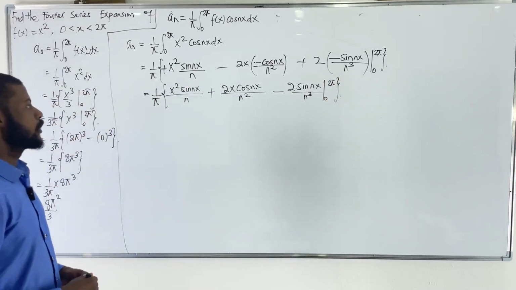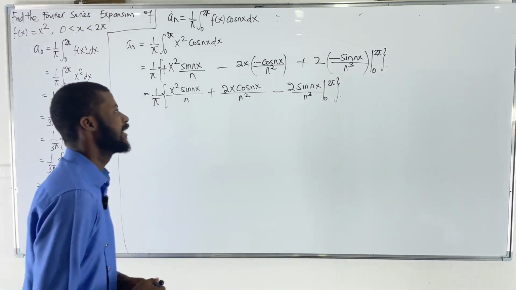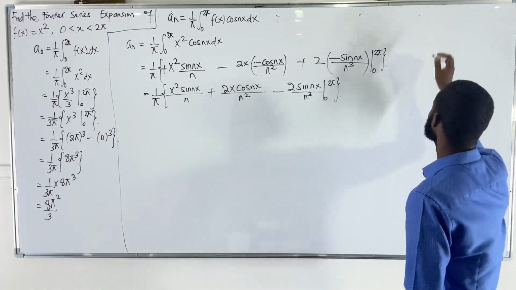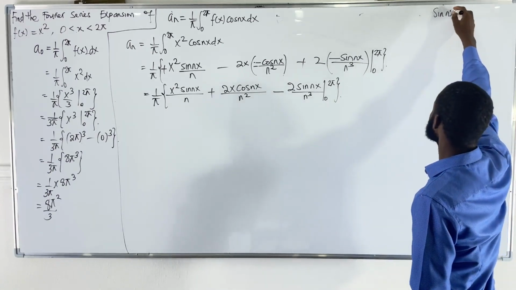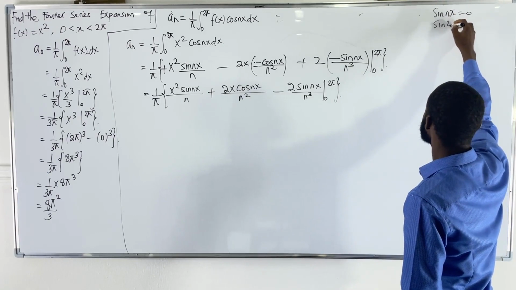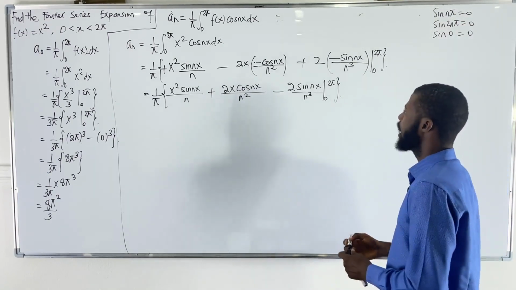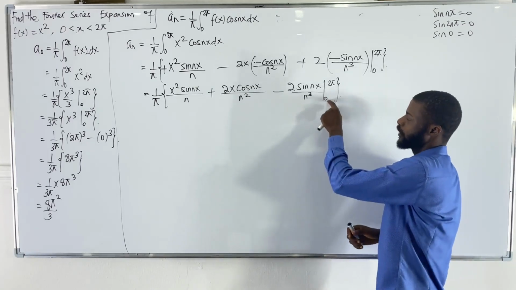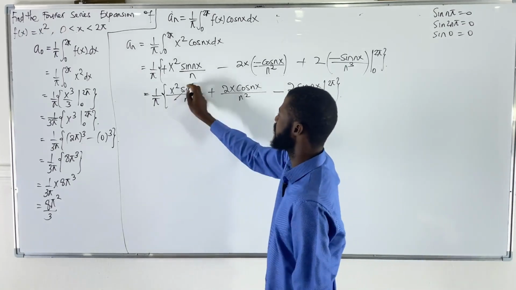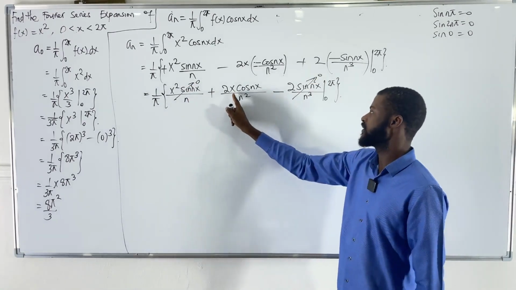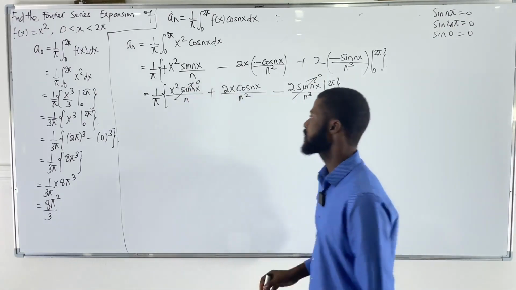Now, the good thing about this whole thing is that sine is a very funny function. Sine of n pi is 0. Sine of 2n pi is 0. Sine of 0 is still 0. And our limit is 2 pi and 0. So it means this one will give us 0, and this one would also give us 0. So the only useful one is this.